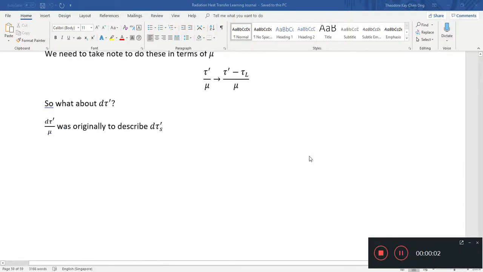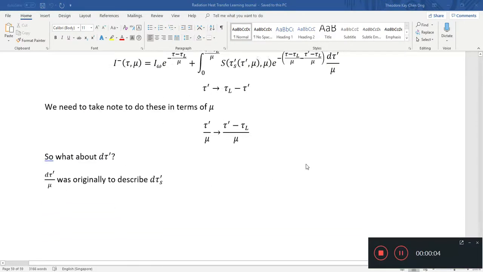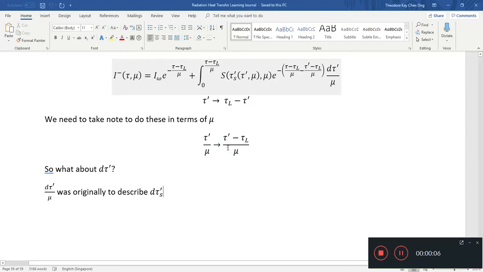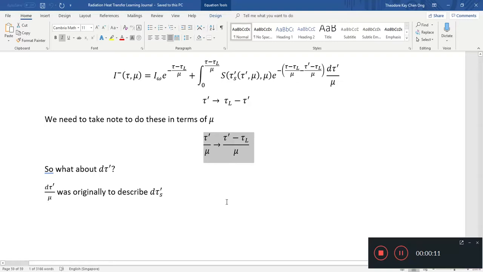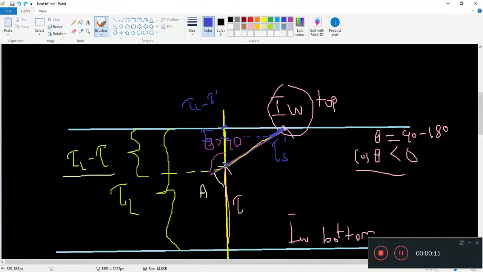So hi, welcome back to our radiation heat transfer learning journal. In the last video we were talking about how to do proper substitution of this tau prime term, because we are talking about measuring the distance from the top.